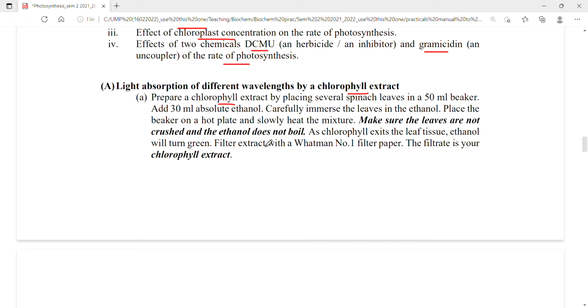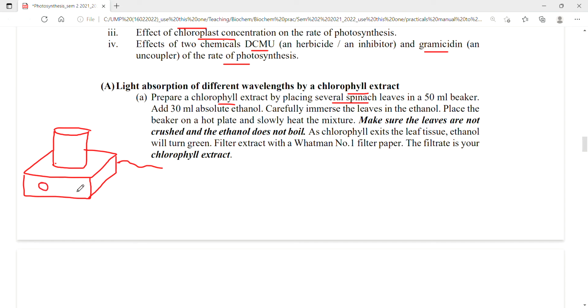And how do we do that? We take several spinach leaves. So again, I have to draw all this. What we're going to do is have a beaker set up on a hot plate. Assume this is the hot plate, the best I can do, with a wire to the socket and a knob.